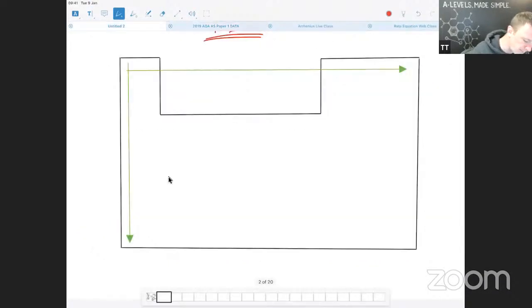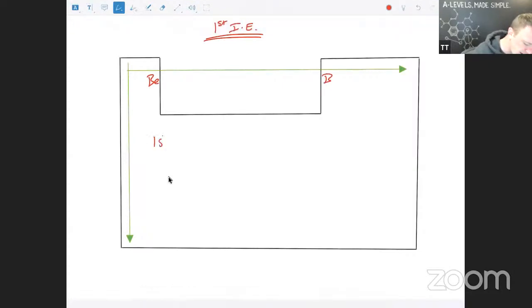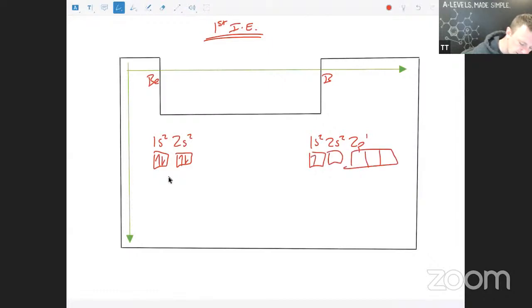So for beryllium and boron, beryllium is 4, so that is 1s2, 2s2, and it looks like this. And boron is 1s2, 2s2, 2p1. So, of course, we've got this here. Too many electrons, like so, okay?